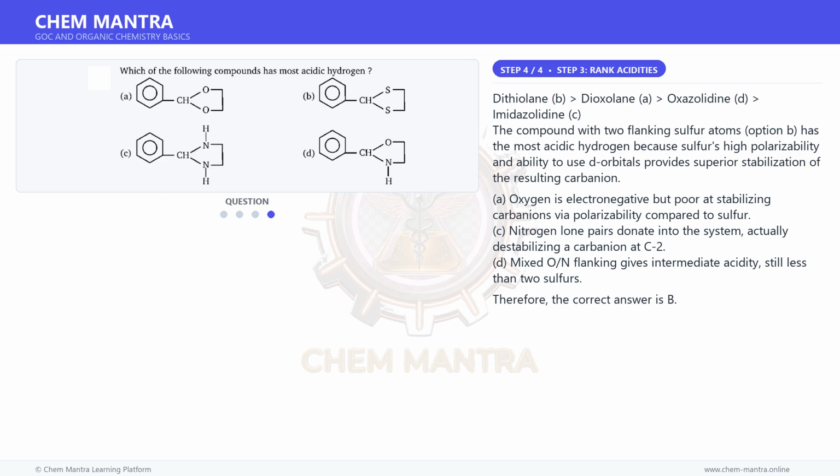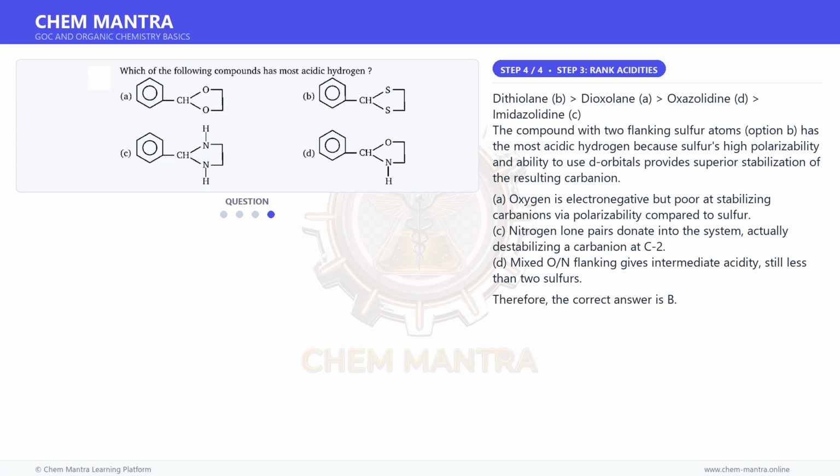Imidazolidine, C. The compound with two flanking sulfur atoms, option B, has the most acidic hydrogen because sulfur's high polarizability and ability to use d orbitals provides superior stabilization of the resulting carbanion.